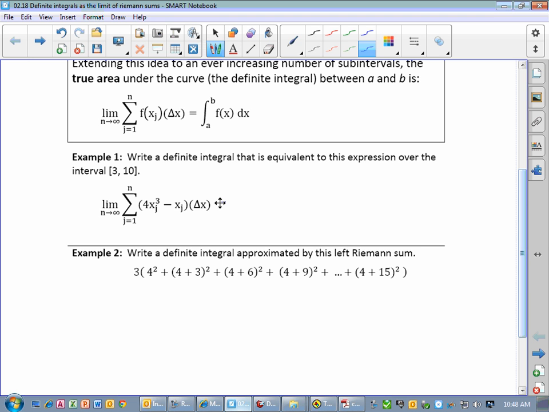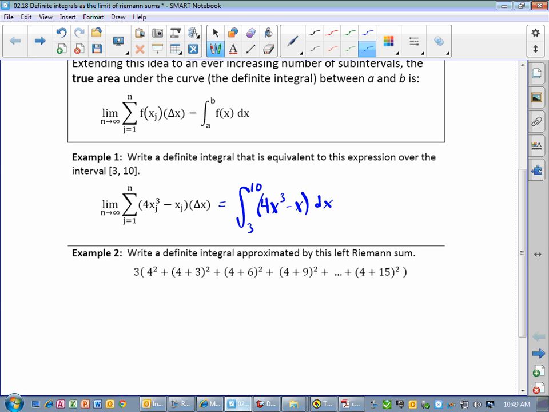So we're going to write this as the integral from 3 to 10. Okay. So we're going from 3 to 10 because we're told over the interval from 3 to 10. Now our function here, notice it's 4x sub j cubed minus x sub j. So what is f of x sub j? What is our function here? Well, it would be 4x cubed minus x. Delta x, well, we've been writing that as dx.